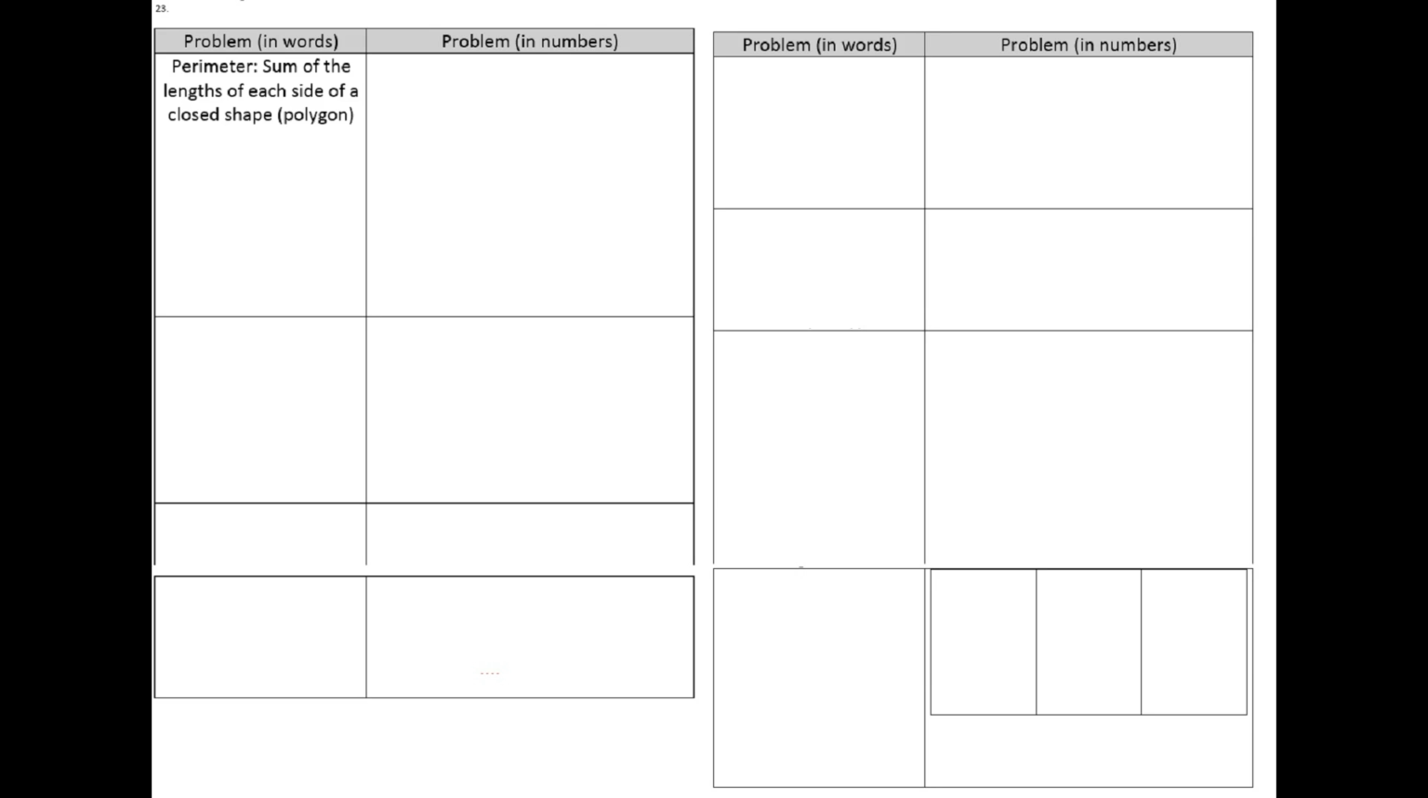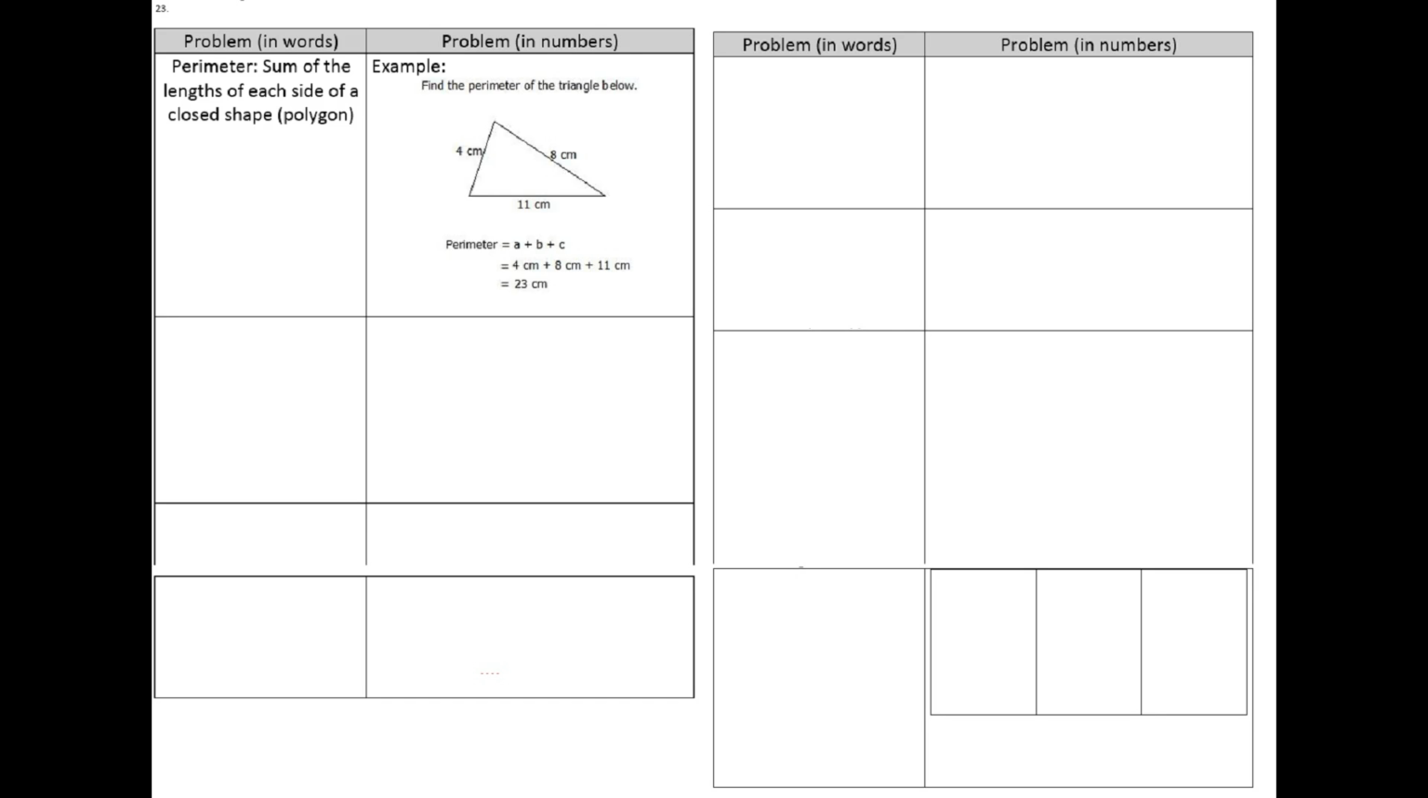They love that one. The last thing here is a little bit of geometry, and they're looking at perimeter, the perimeter of a triangle. So it's the sum, it's the distance around a figure. It's the sum of the lengths of each side of a closed shape or a polygon. It's just the distance around a figure. Same thing we said in 2nd grade.